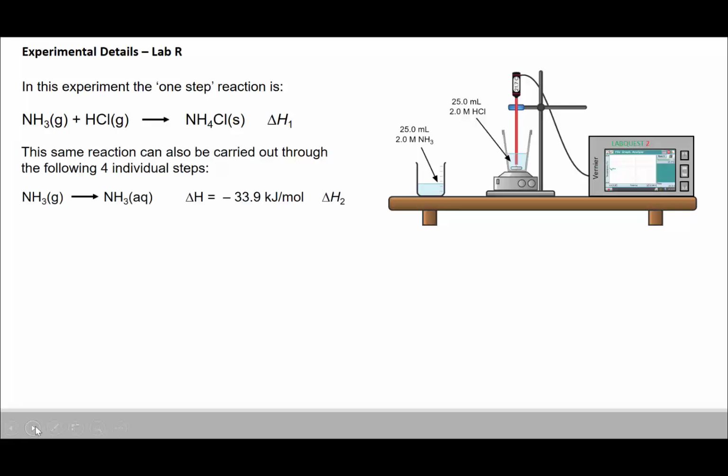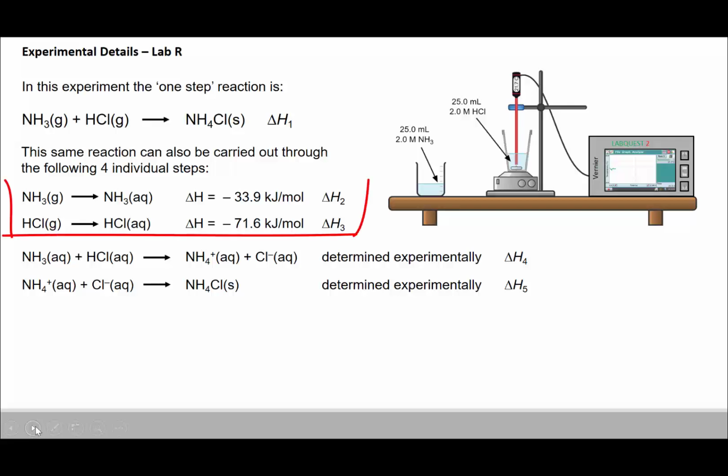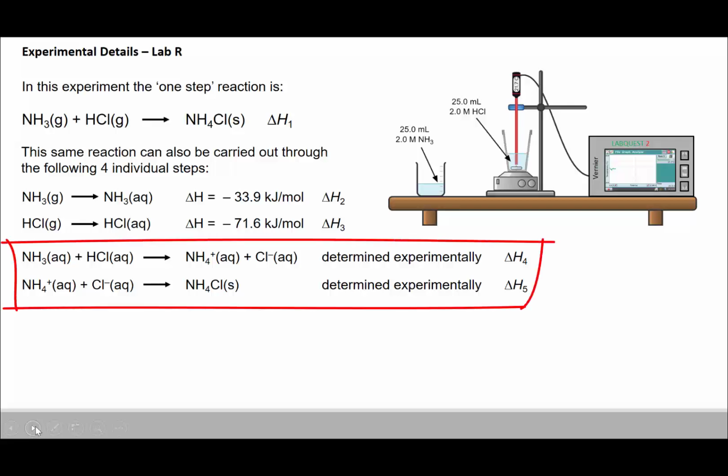Hess's law tells us that the change in enthalpy for a reaction is the same regardless of whether it's done in one step or several steps. The following four reactions can be added up to give the desired reaction, and therefore they can be viewed as steps in conducting this reaction of interest. The change in enthalpy is known for the first two reactions, and we can use coffee cup calorimetry to determine the change in enthalpy for the last two reactions.